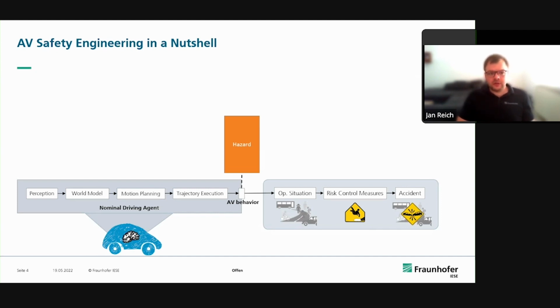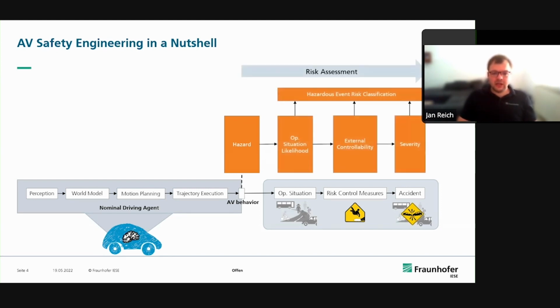So what we are typically doing when we're doing safety engineering is that we are trying to get an idea about the potential hazards of our system. And then we are trying to assess the risk of this hazard in a particular operational situation with respect to a particular accident that we would like to rate the risk of. And to do that, a common approach that, for instance, is also performed as part of ISO 26262 is to look at the operational situation likelihood, also called exposure parameter, rating the controllability of external actors.